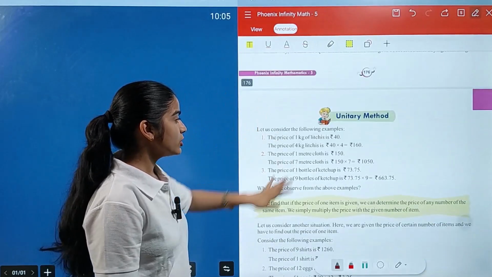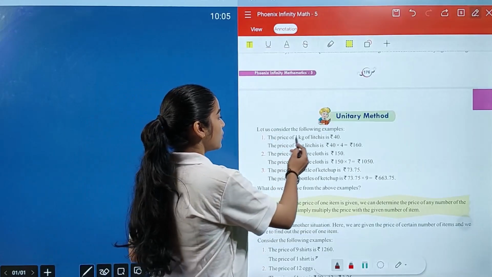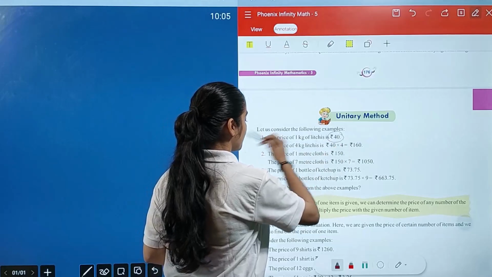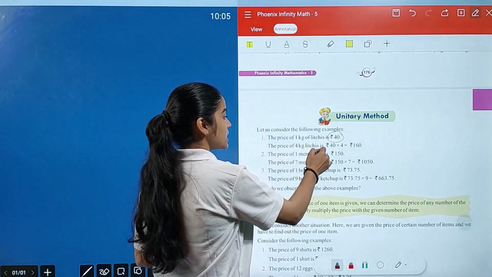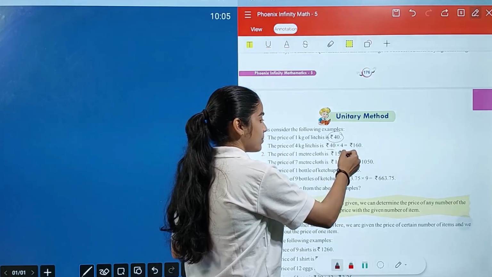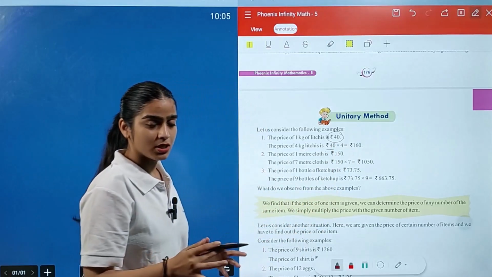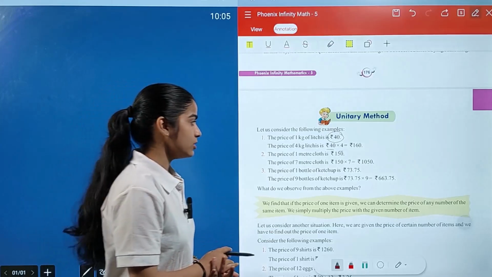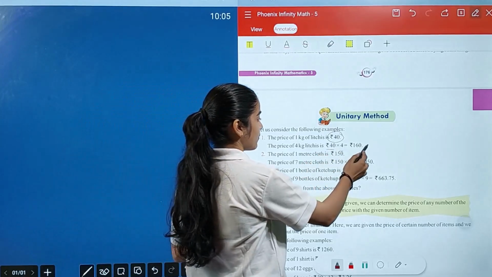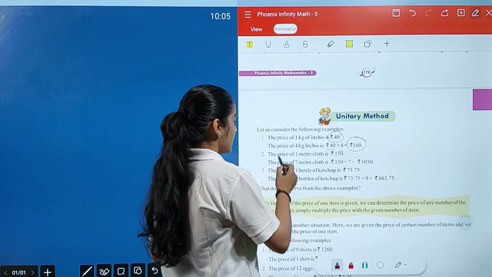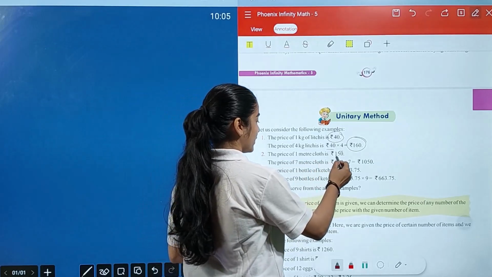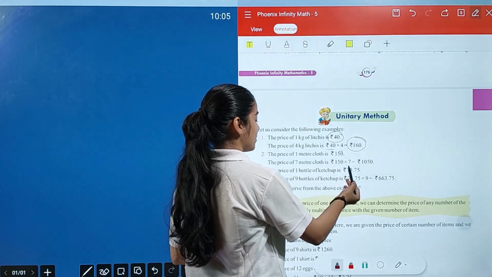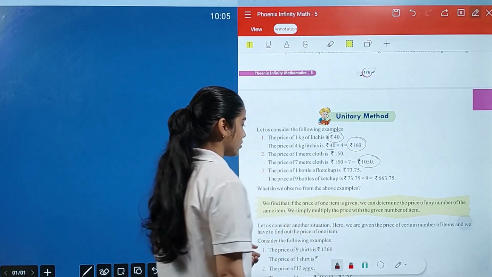After this, the unitary method. Let us find the following examples. The price of 1 kg of lychees is 40 rupees. If 1 kg of lychees is equal to 40 rupees, the cost of 4 kg of lychees would be 40 multiplied by 4, which is 160 rupees. The price of 1 meter of cloth is 150. The price of 7 meters, so what we have to do? 150 multiplied by 7, 1050 is your answer.